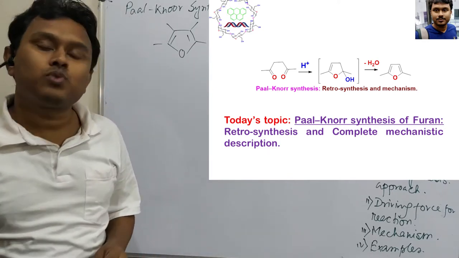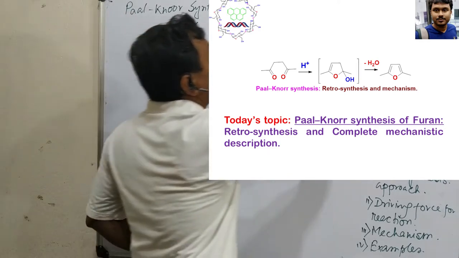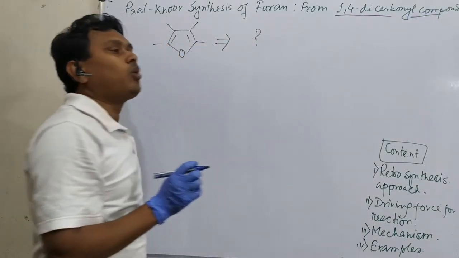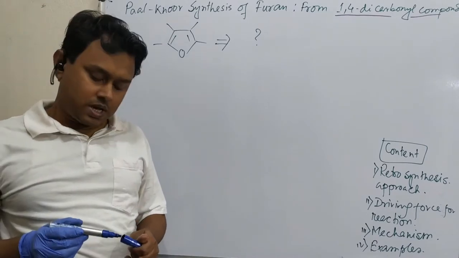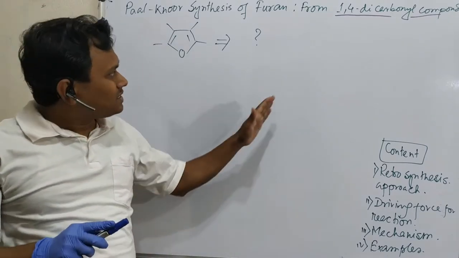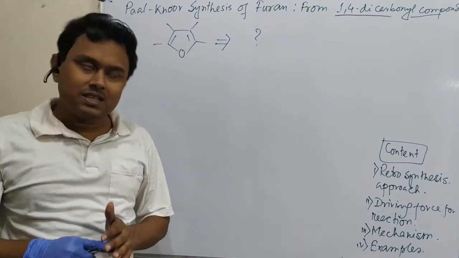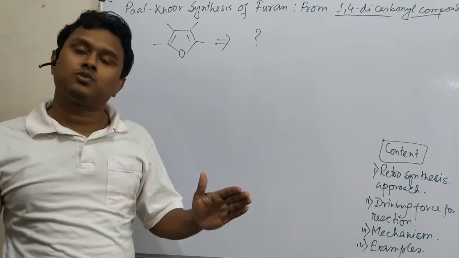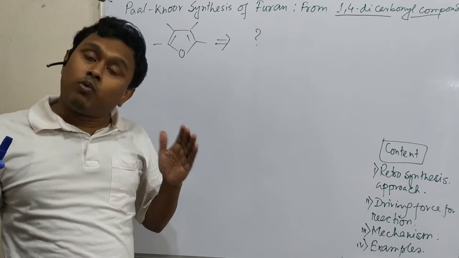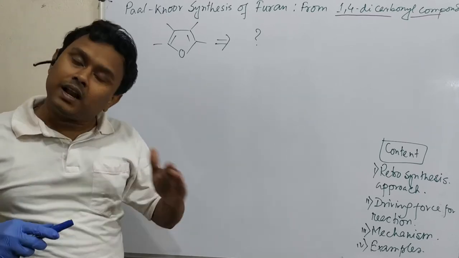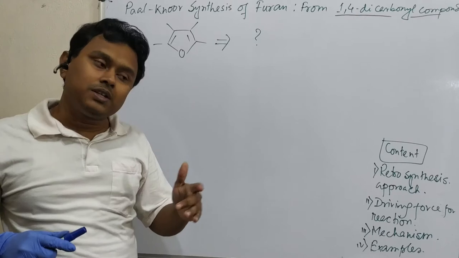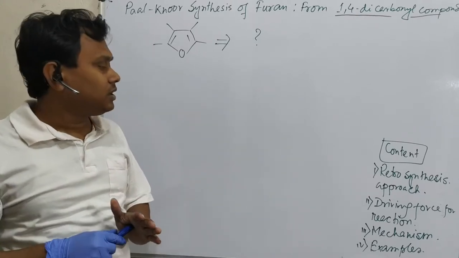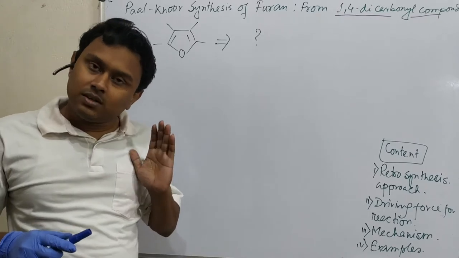In this context, one important point I have mentioned, that is from 1,4-dicarbonyl compound. So a simple question comes, how to obtain 1,4-dicarbonyl compounds. I will very shortly explain during the example, but I will explain in detail the ways you can have 1,4-dicarbonyl compounds in another video. That will be uploaded in the playlist on preparation of organic molecules by the disconnection approach. So this is today's topic.